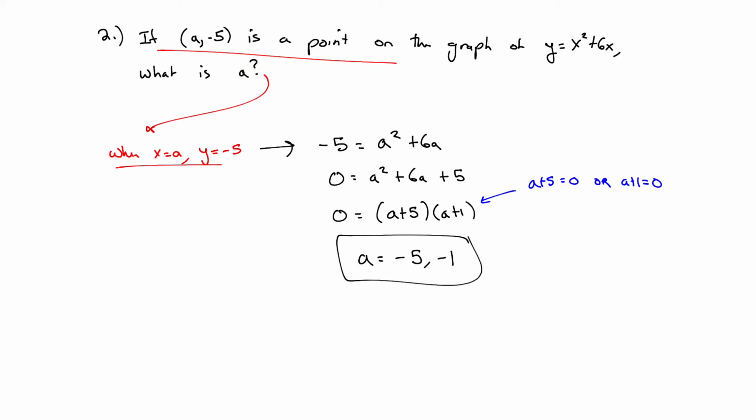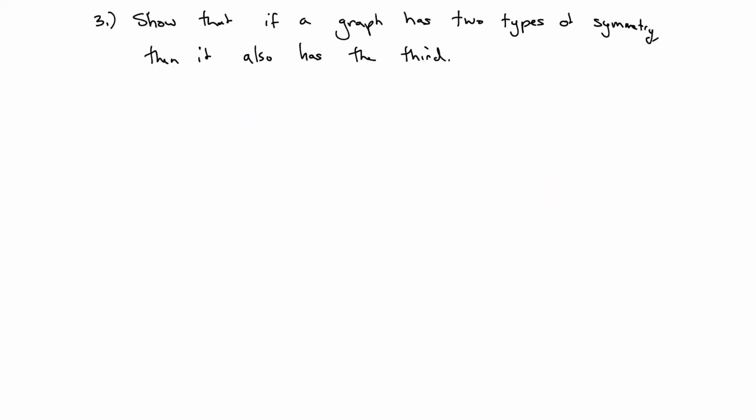So that's part 2. Last but not least, we'll come to my favorite question. Honestly, what's really fun is I actually thought of this problem. I haven't seen it in a textbook, and in one of my first or second semesters teaching, I thought of this problem, and it was really fun, and my students really enjoyed it. So, show that if a graph has 2 types of symmetry, whether it be x-axis and origin symmetry, or x-axis and y-axis symmetry, or some other combination, then it automatically has the third one.